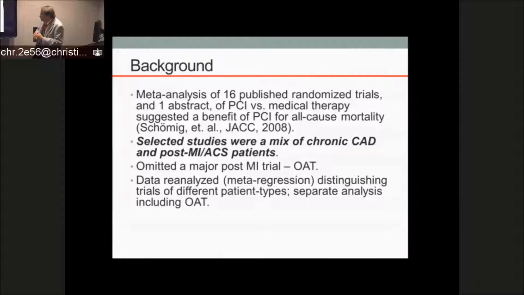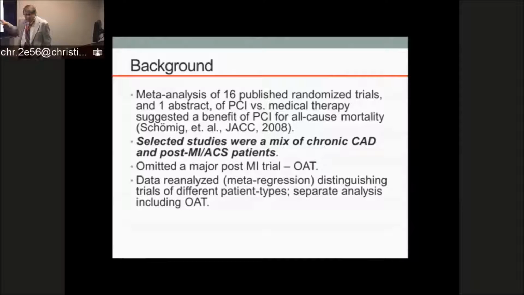Yeah. And on top of that, there was a major MI trial, the Occluded Artery Trial, that for whatever reasons was not included in this meta-analysis. So what I did then is I took the data and I reanalyzed it, distinguishing the different patient types. In other words, I did basically a meta-regression where I have another factor in there, patient type, besides treatment. So I'm looking at the treatment by patient type interaction.